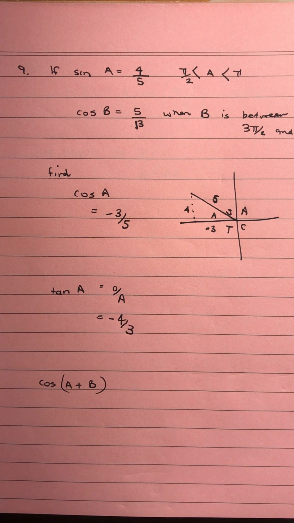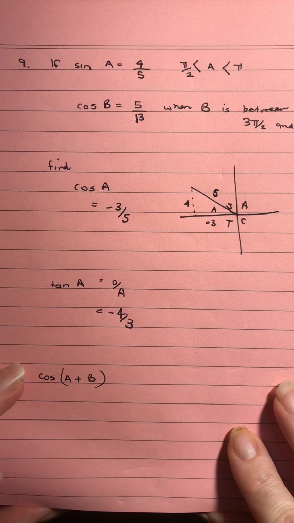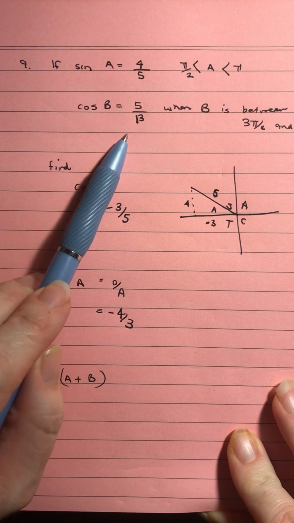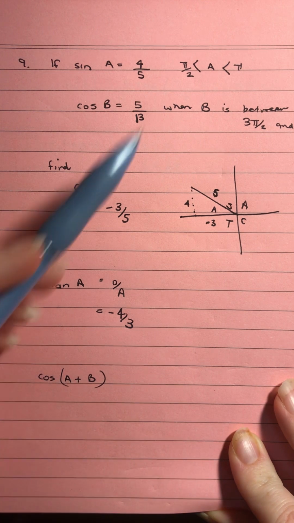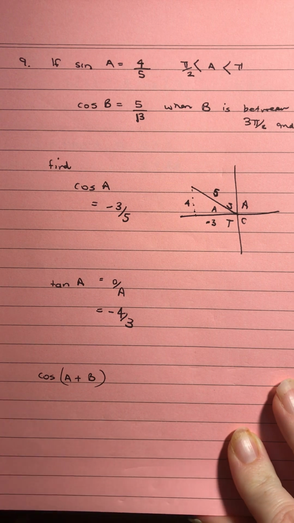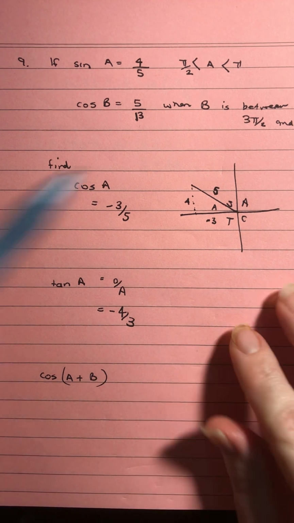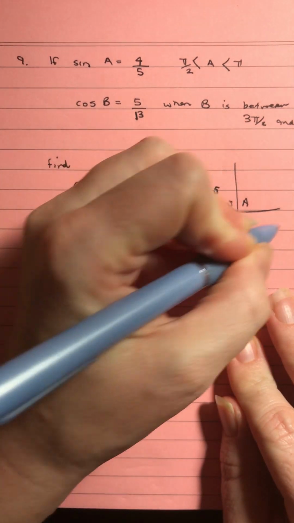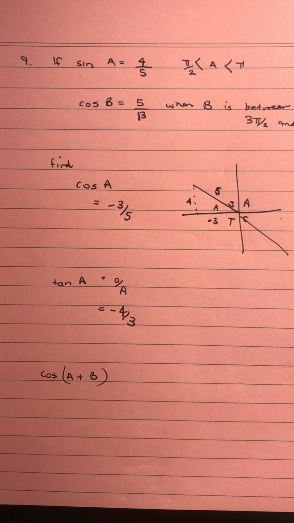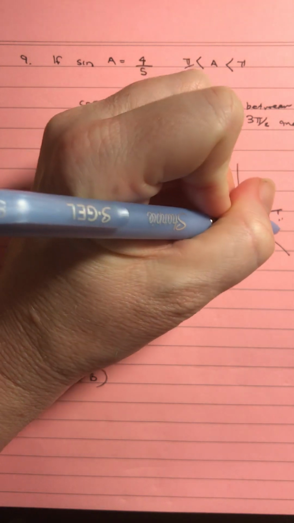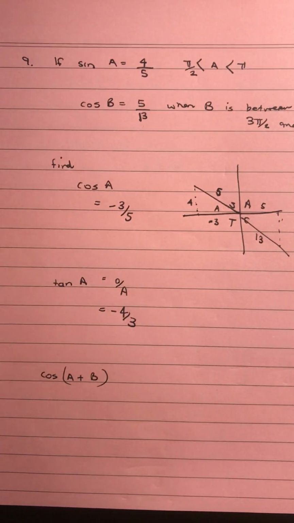I also want to work out cos of A plus B, so I do have to come back and work out something with this cos of B. So I've got my 5 on 13 for my cos of B. I need to know what that angle is. I know that it's between 3 pi on 2 and 2 pi, so it's down here. And I've got the 5 across, the 13 there. I'm probably just going to use my calculator to work out an angle for that.